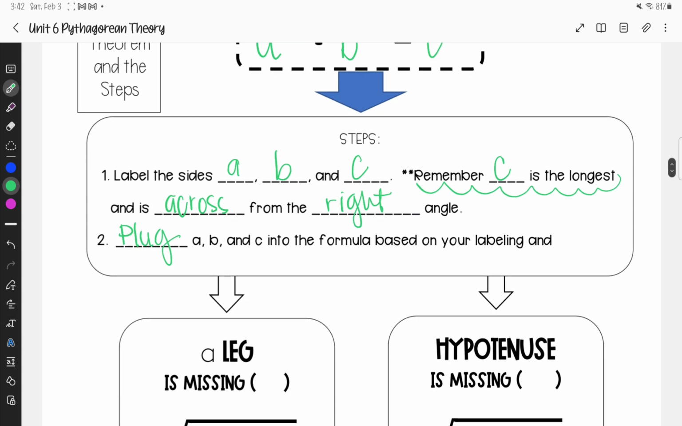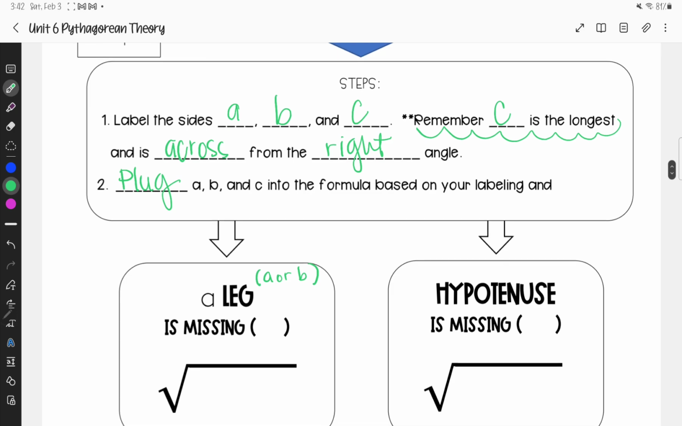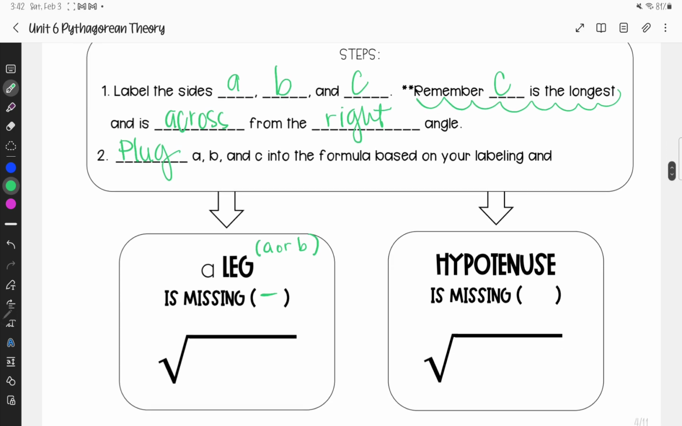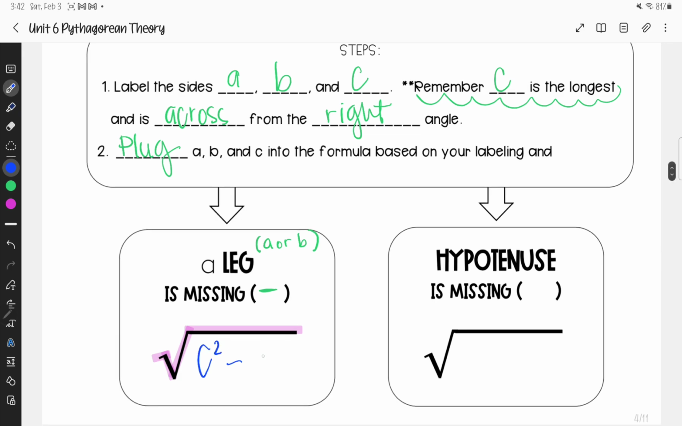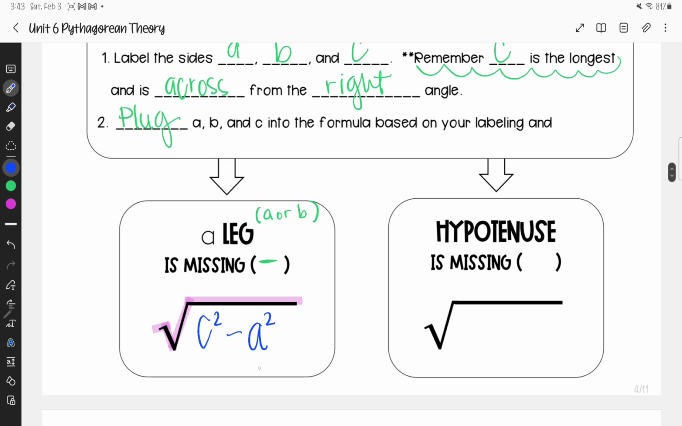So let's say that we have a leg that's missing. In this case, a leg missing would be like A or B is missing. So they've given you C, the hypotenuse, and one other side. To solve this, we're going to use subtraction. And we're going to take the square root. This is so important that you don't forget this. This is the one thing that I know over and over again when I go to look, this will be the thing that you forgot. Our formula says, take C squared, and you're going to minus, in this case, I'm just going to say A squared. But it's A or B, so if you need to write B squared down there, you can. I'm just going to call it A squared. It does not matter though.